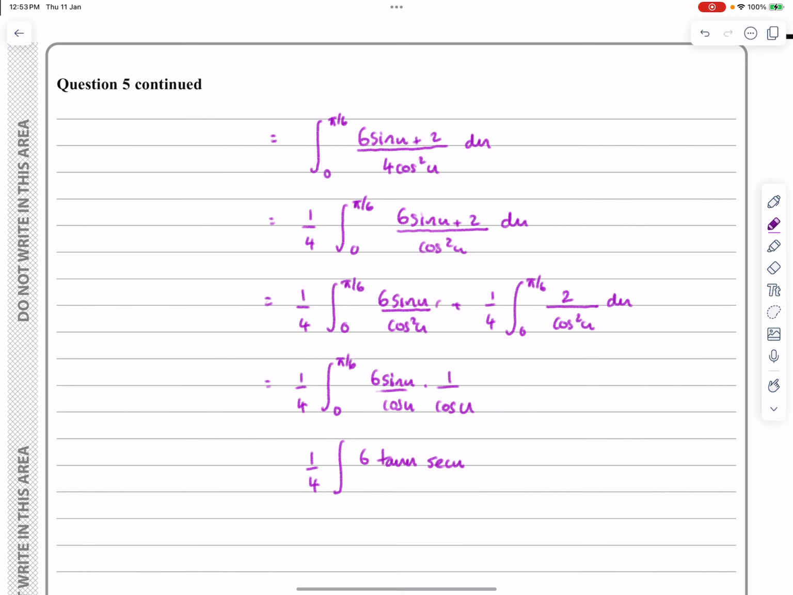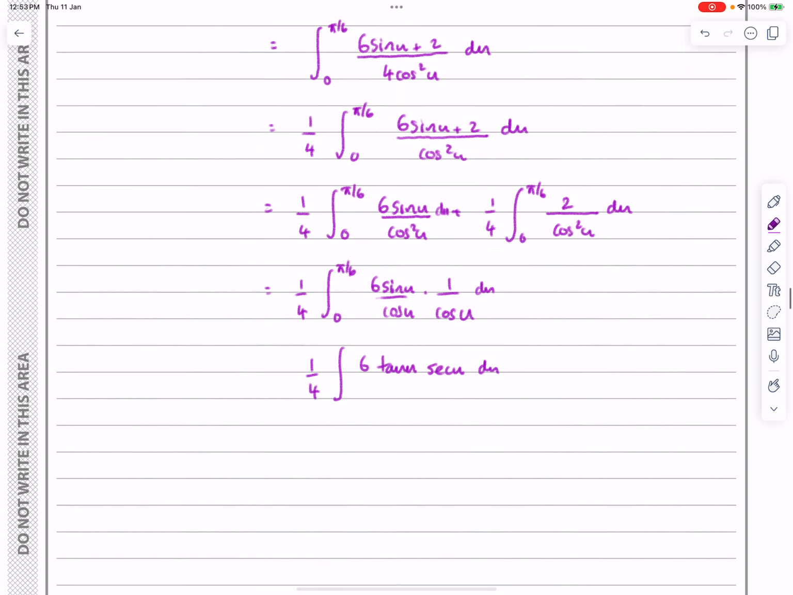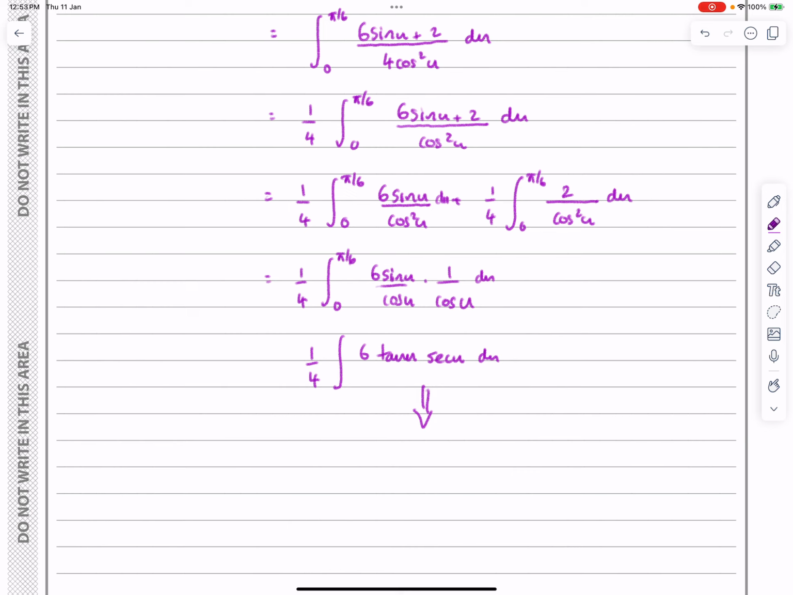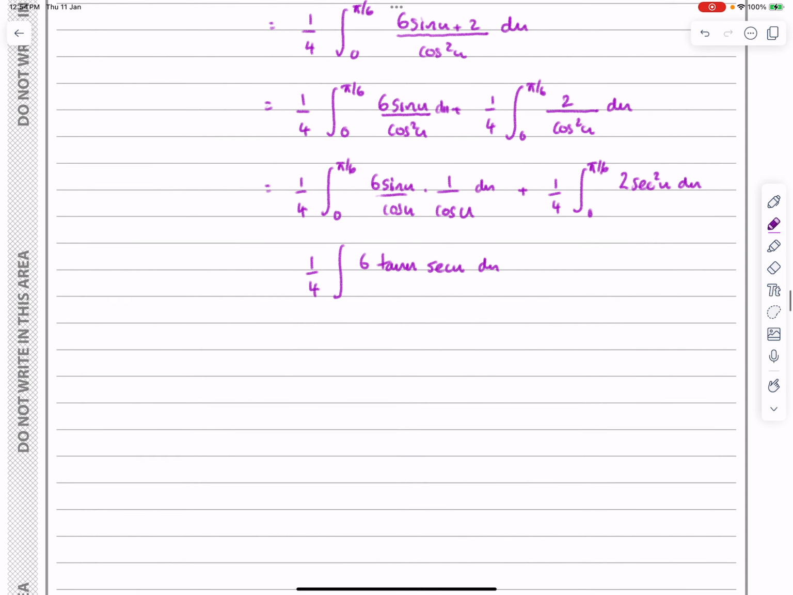So when we're doing these, let's put the du in there. That's now a standard integral, and I'm happy with that one. Let's do the other part: 2 over cos squared u is 2 sec squared u, isn't it? So a quarter, pi over 6 to 0, 2 sec squared u du, and brilliant, I've now got two that I know what I'm doing. Let's just tidy up these numbers before we do anything else, because I've got 6 over 4 and I've got 2 over 4 here.